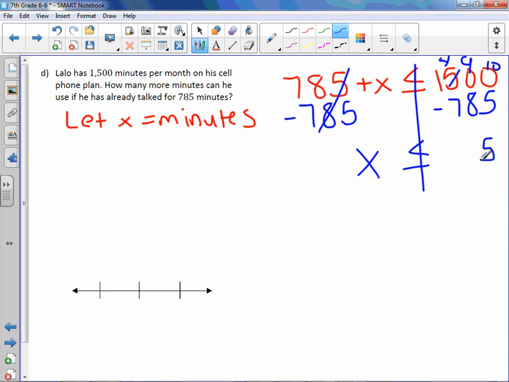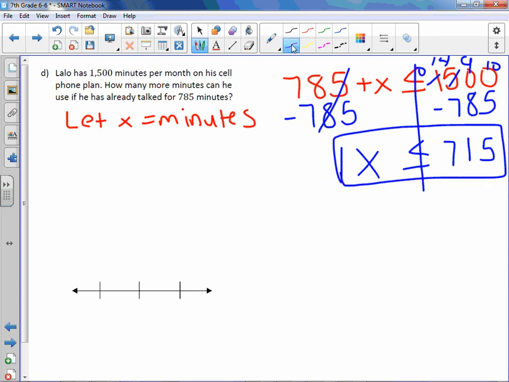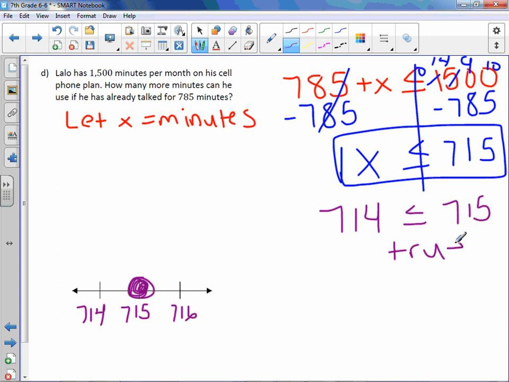We have 5, 1, and 7. So x is less than or equal to 715. 715 goes in the middle, followed by 716, and before it 714. It is a closed circle on 715. And let's plug in a number. I like to do the number on the left first, but it doesn't matter. 714 less than or equal to 715. Again, we have a true statement. So I draw my arrow to the left.